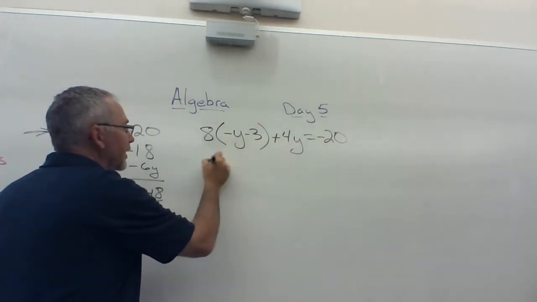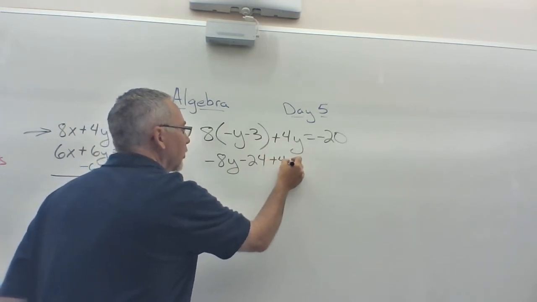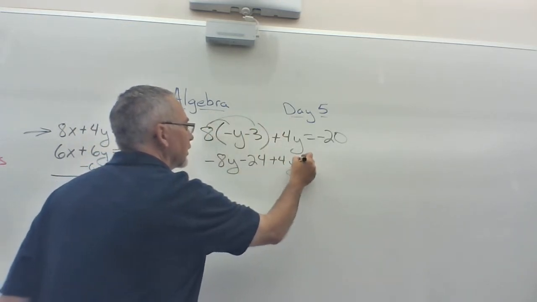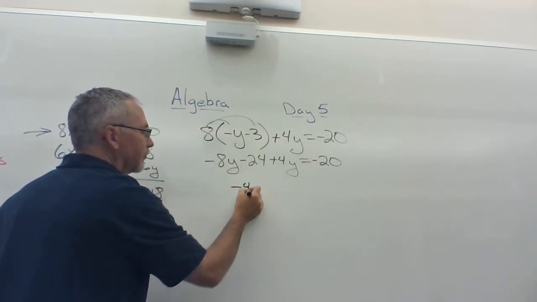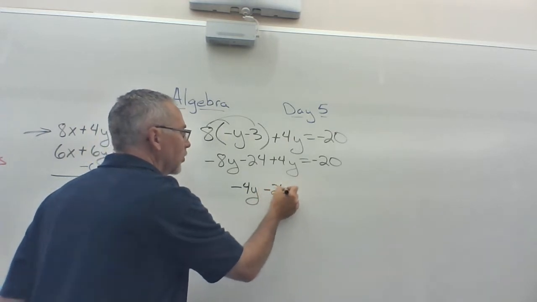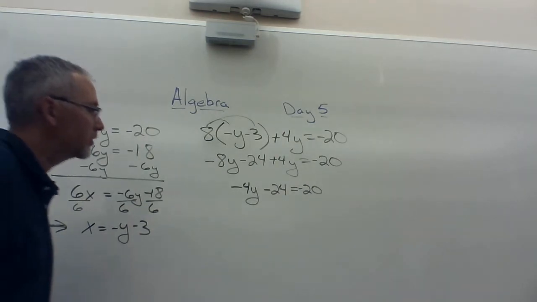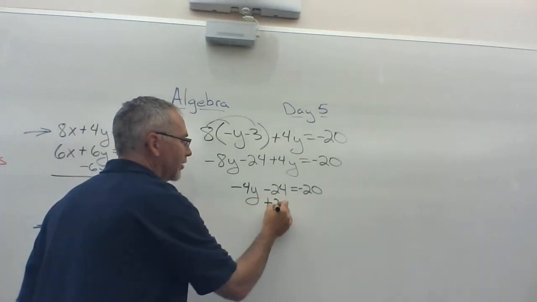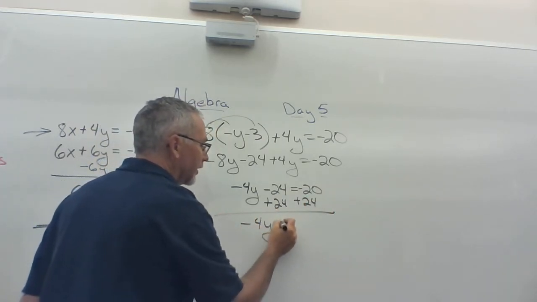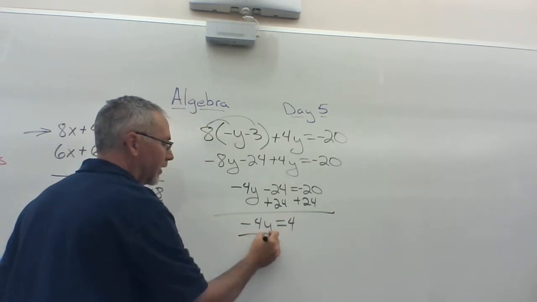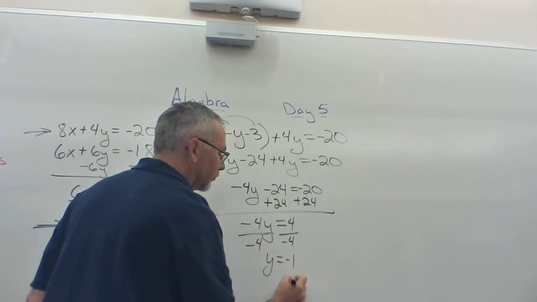Good job. Negative 8y minus 24 plus 4y, just from distributing, right, equals negative 20. I can combine these. I end up with negative 4y minus 24 equals negative 20. Hopefully you're still keeping up okay. I'm going to add 24 to both sides. I end up with negative 4y equals 4. And then finally, divide by negative 4, divide by negative 4, and y equals negative 1.